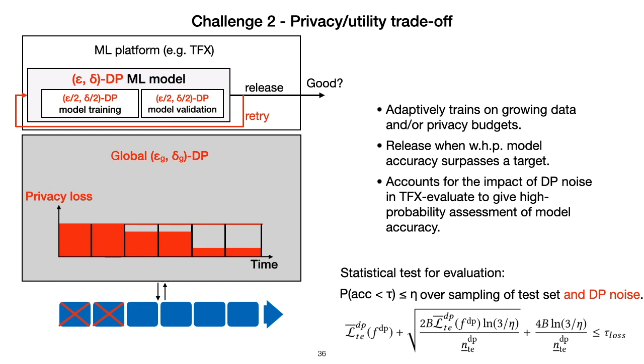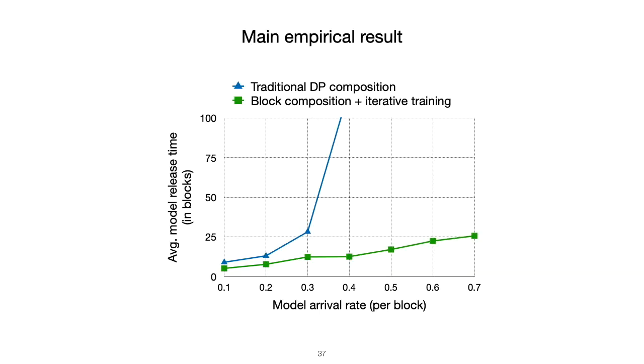Okay, so let's see how this works empirically. I'm just going to show you the main empirical result. So this graph shows a machine learning workload running on a data set of taxi rides in New York City. And the workload consists of multiple models from large deep neural networks all the way down to basic summary statistics of the data. And on the x-axis, I show an increasing rate at which the new models are registered with the machine learning platform to be trained. And here, data blocks have roughly 16,000 data points, which is about 1 hour of data on this data set. So 0.4 roughly corresponds to 10 models per day being registered for training. Now on the y-axis, I show how long it takes to release models on average in steady state. And it's still measured in blocks, so in hours, basically.